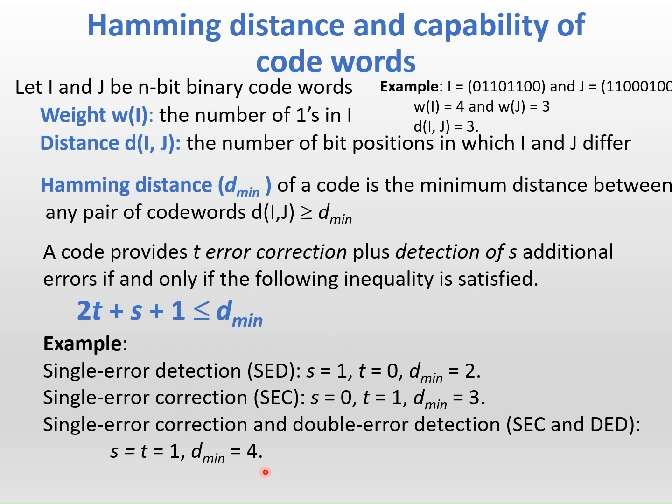And if the Hamming distance is 4, then single error correction plus double error detection is possible. See, we'll put t equal to 1. So here we are getting 1 and here we are getting another 1. Correction means detection first, then correction. There is one detection and here is another detection. So 2 error detection plus 1 error correction is possible if d minimum is 4.